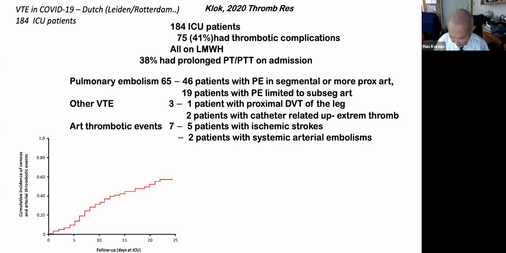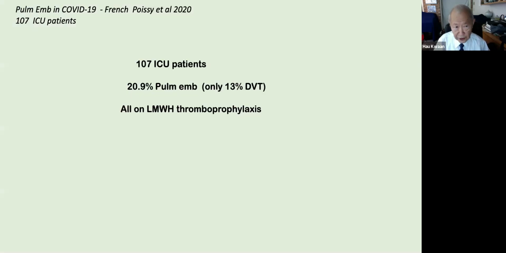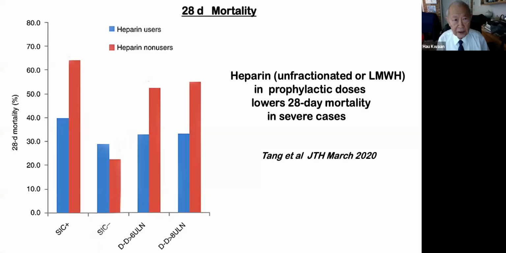Just to confirm this, I would like to look at one more series, and that is from France with ICU patients. All these patients are on low molecular weight thromboprophylaxis, and you can see close to 21% pulmonary embolism and only 13% DVT in these ICU patients. So now I think you get a pretty good idea of the unusual thrombosis seen in COVID-19.